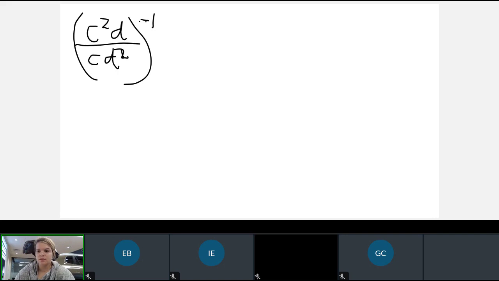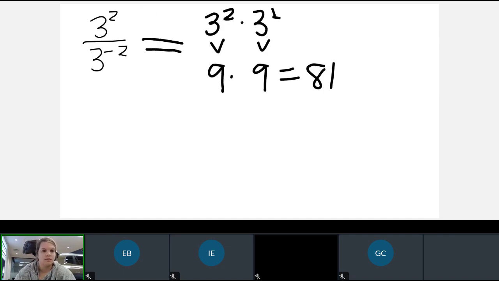And then the last one is this one. So the first thing we're going to do, you can distribute this negative 1 as your exponent. Okay, so you can write it all out. Because this 3 to the negative 2 was a negative exponent at the bottom.